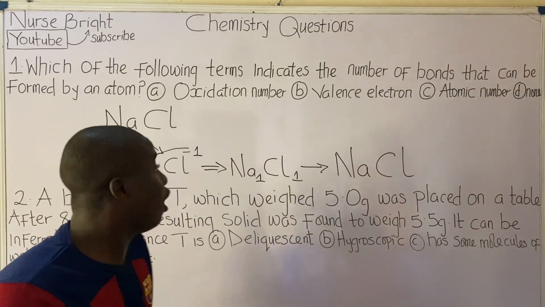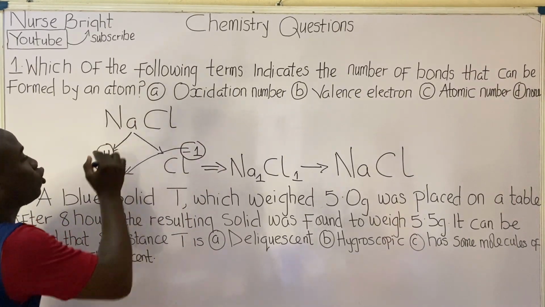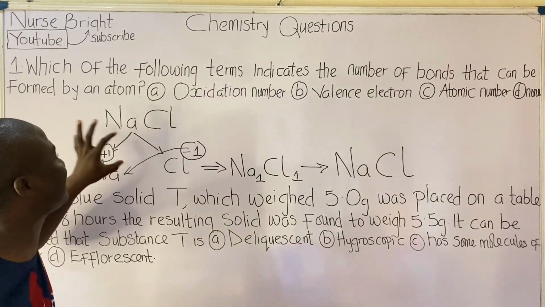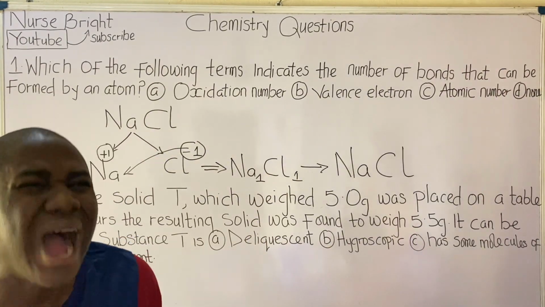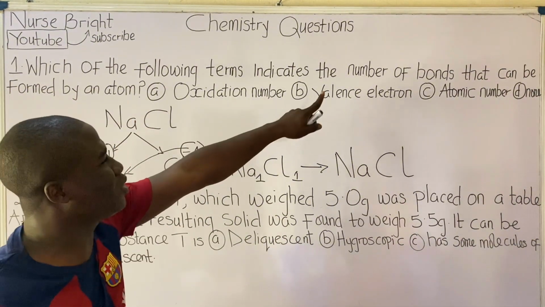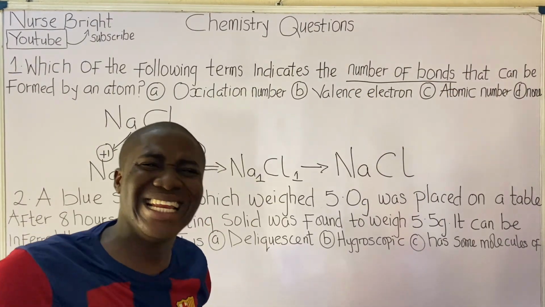So the point here is this. All of this said, what's the oxidation number of chlorine? -1. What's the oxidation number of sodium? +1. Are you following me? So in summary, is it oxidation number that describes the bonds that an element should have? No. You can say that oxidation number is even related to how compounds are formed. It does not have any business with the number of bonds that is seen in an element.